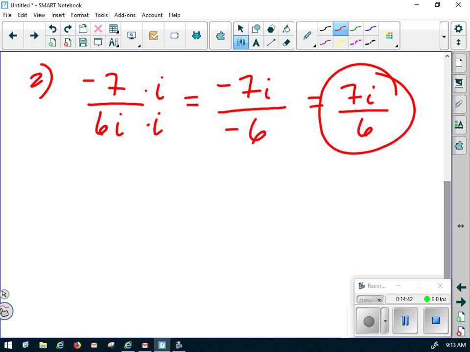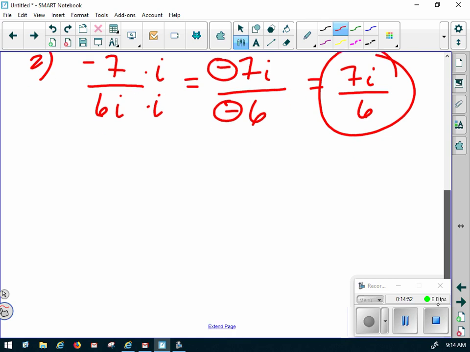Because a negative divided by a negative is a positive. But you did the negative. You don't have to divide it. You should know that. If I give you negative 3 divided by negative 4, what do I get? What's a negative divided by a negative?